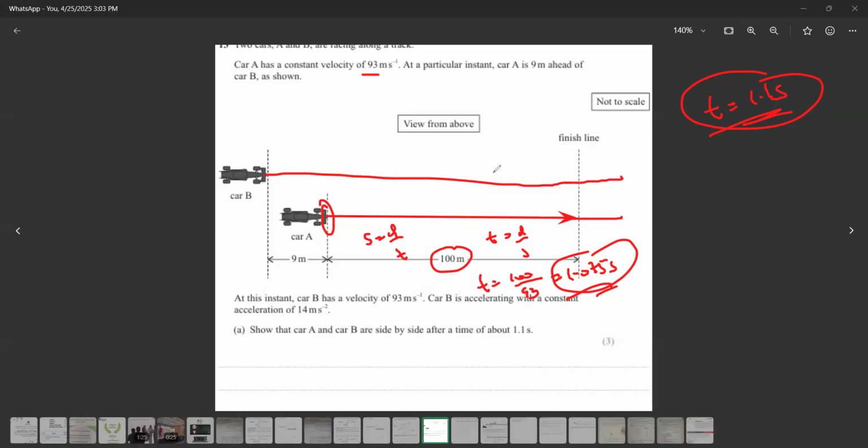Even if I don't solve the second part, I can compare this time with the time taken by car A to reach the finish line. Or you can also find the time taken by car B to reach the finish line.